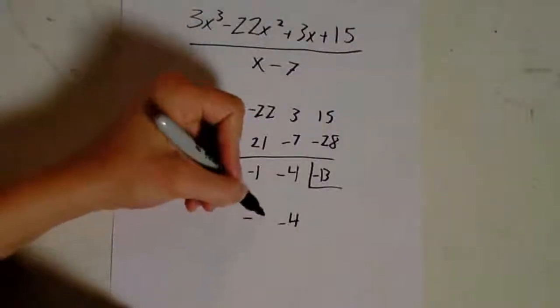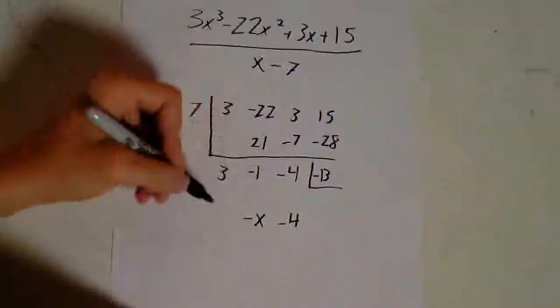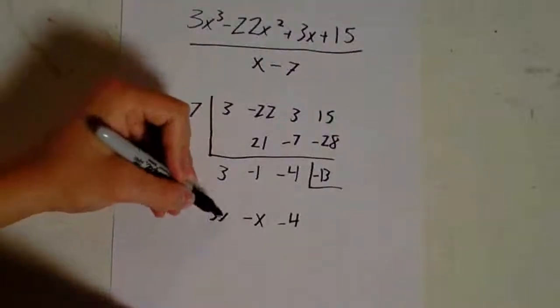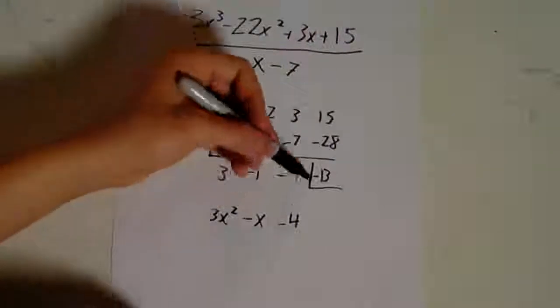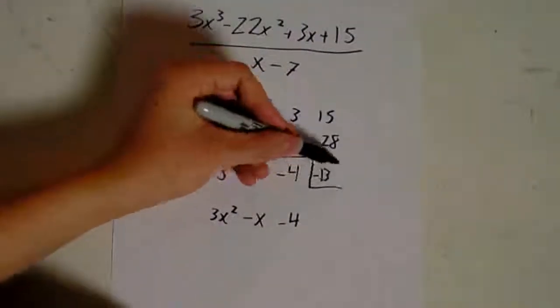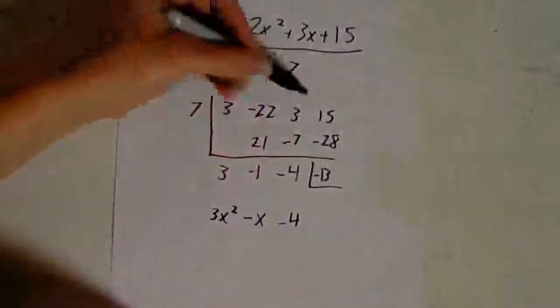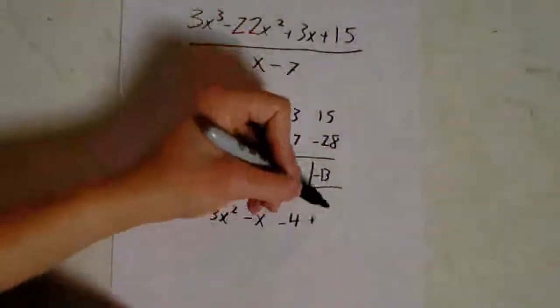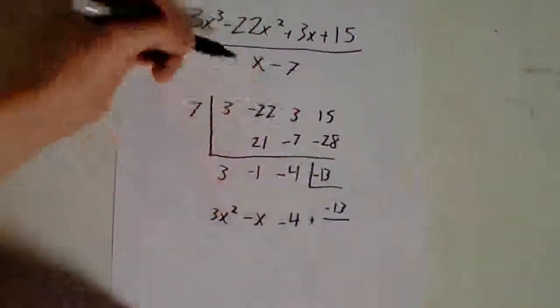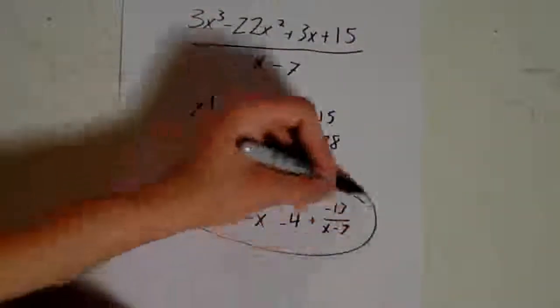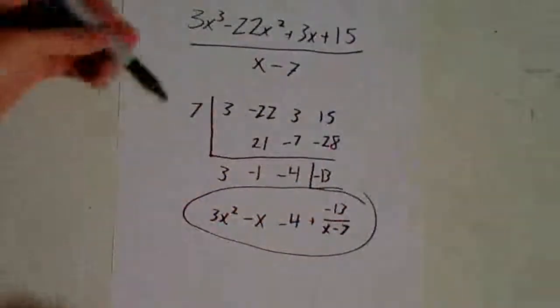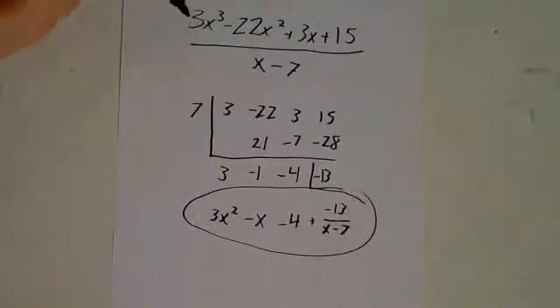So we've got negative x. And then the next term should be second degree. So we've got 3x squared. So 3x squared minus x minus 4. And then again, if we want, we can take this remainder and put it over the divisor. Plus negative 13 over x minus 7, and that is our quotient. That is another way to express this fraction right here.